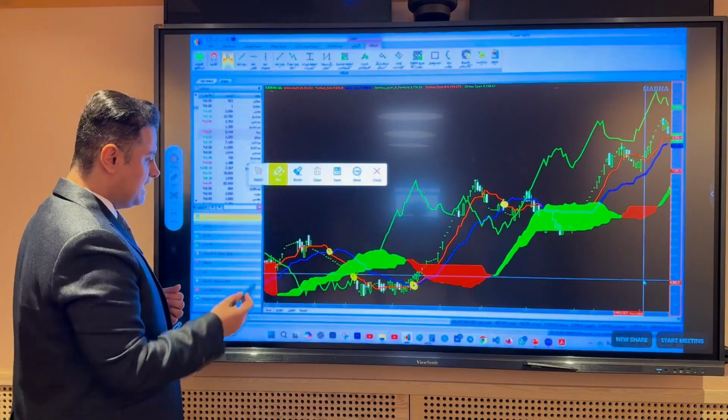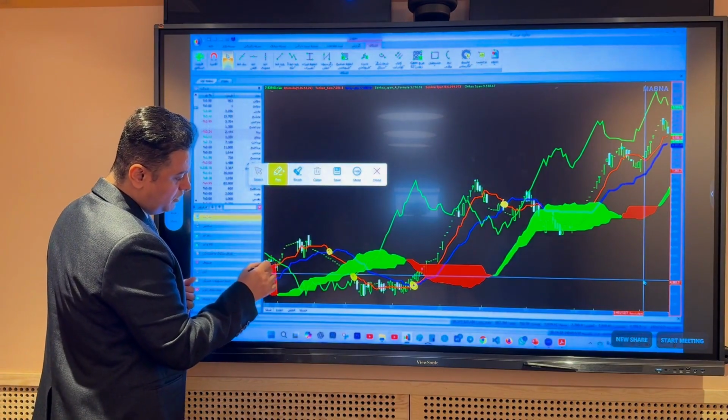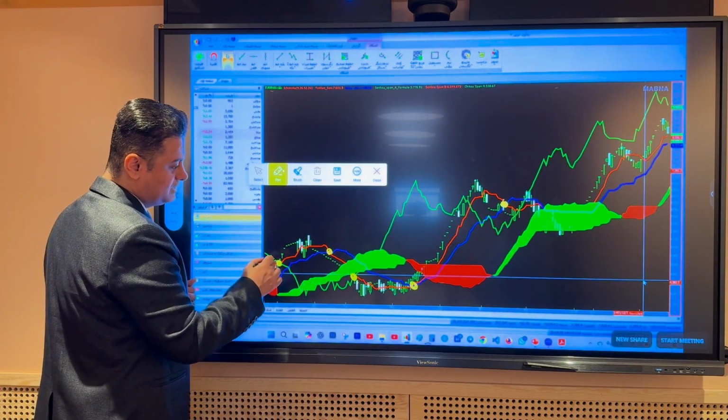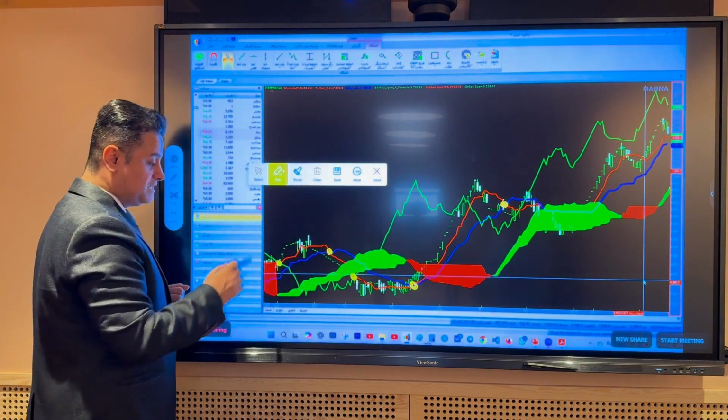But when the green line crosses from top to bottom, meaning at this point it is crossing the stock's price chart, we will have a bullish signal. We will have a bearish signal.